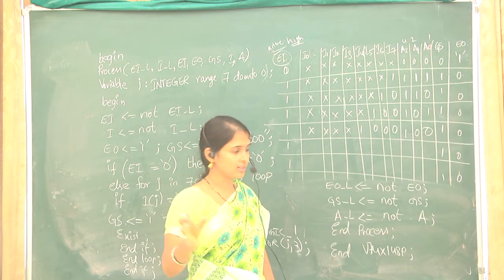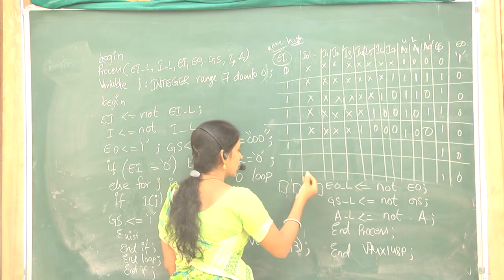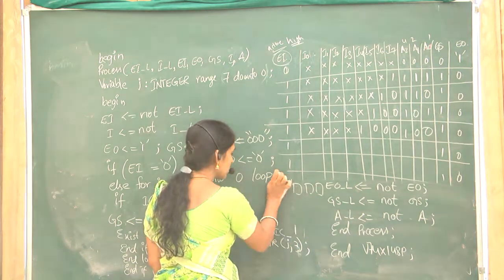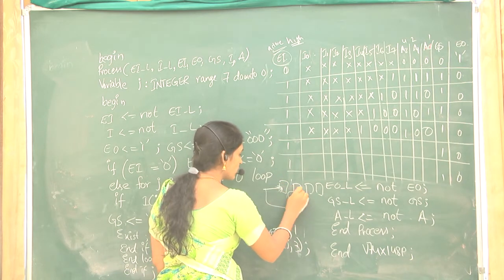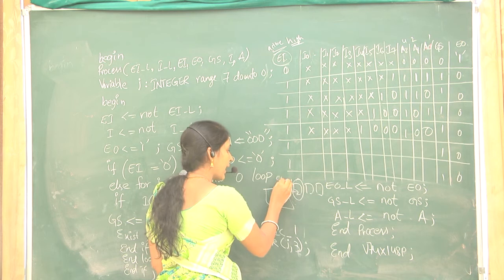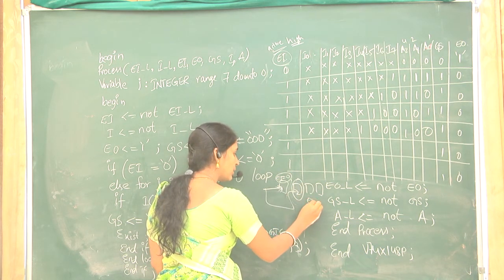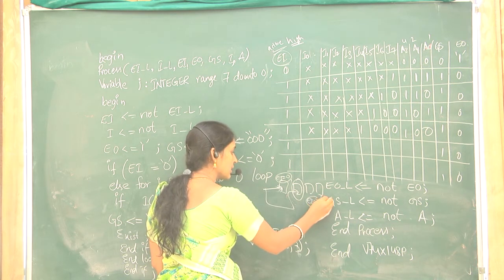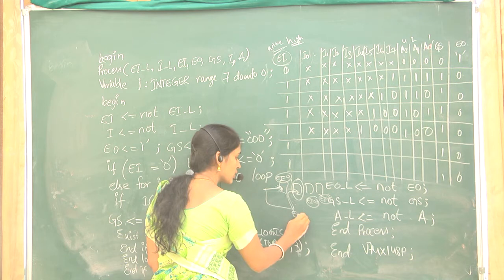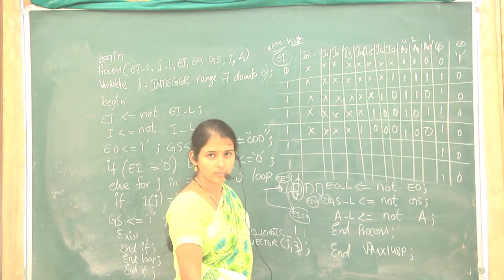Suppose there are 5 ICs. See here, there are 5 ICs. I want to use this particular IC, or else suppose I want to use this particular IC. So what I will be doing, I will make enable input equivalent to 0 for this IC, and 0 for this IC, and I make this enable input equivalent to 1. So I can access only this particular IC.